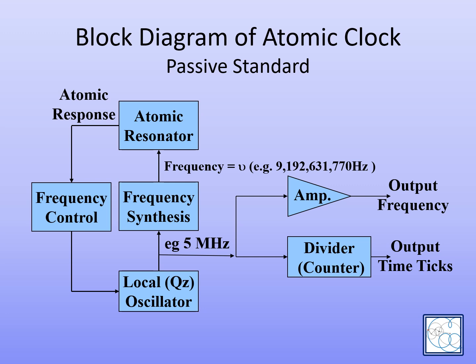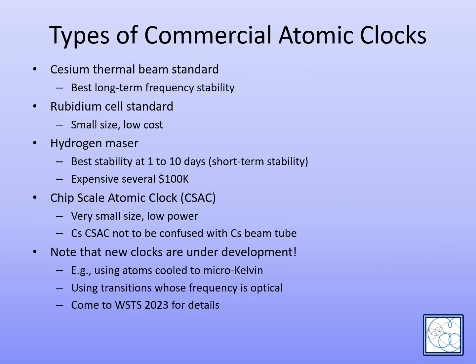You then take out from the local quartz oscillator a frequency that you then divide down or synthesize to a frequency that's useful, say 5 or 10 megahertz, and then you output the frequency, or you can divide down that frequency to be something like 1 pulse per second to count time. So commercial atomic clocks have been around for decades.